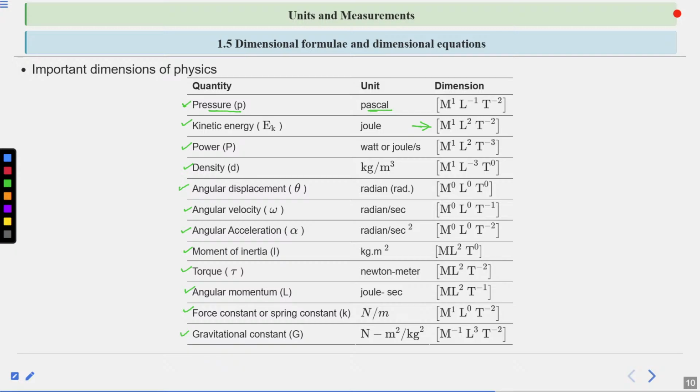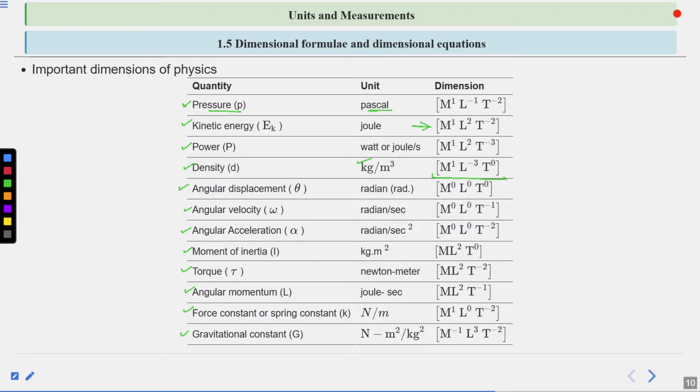Density, the unit is kilogram per meter cube, meaning mass upon volume. The unit of mass is kg, and the unit of volume is meter cube. That's why it becomes kilogram per meter cube. And its dimensional formula is M L raised to the power minus 3 T0. If we talk about M, the power is 1. This is understood.